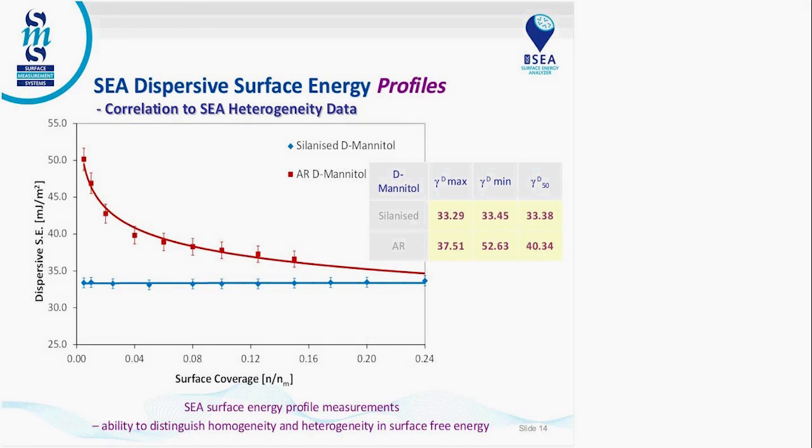I do see a question, what is the surface coverage? I did go over quickly. Surface coverage is N, which is the number of moles that were injected divided by the number of moles that would be required to cover the monolayer surface.